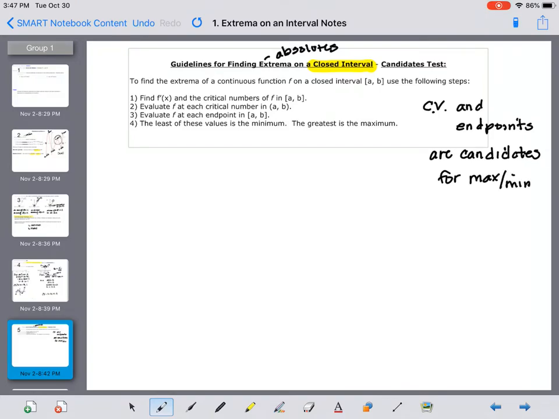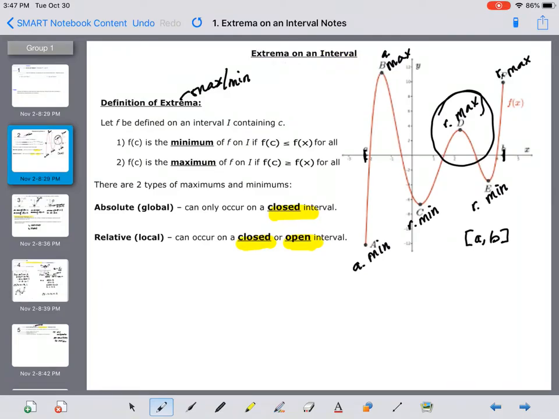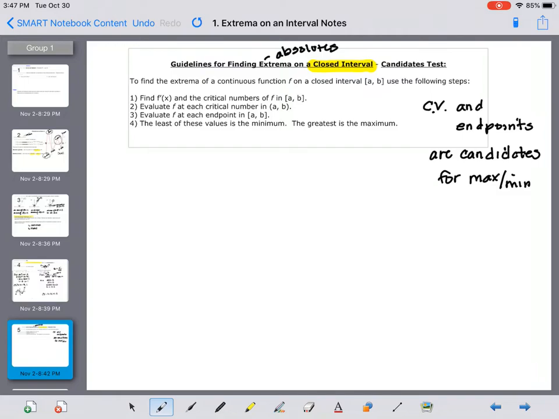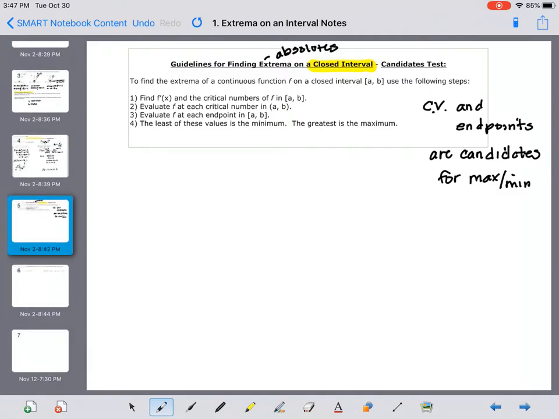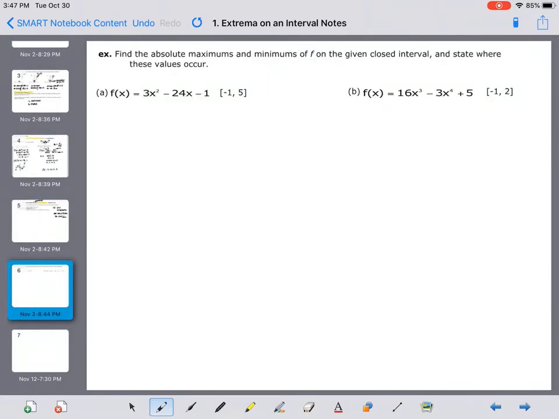Okay, so we want to look at all of those points to determine which one is a true max or a min. Because just like from the graph that we started with at the beginning, our absolute min occurred at an endpoint, but our absolute max occurred within. It wasn't necessarily an endpoint. So that point right there and that point right there. Okay, so what we want to do there is now look at a problem where we have to do that.